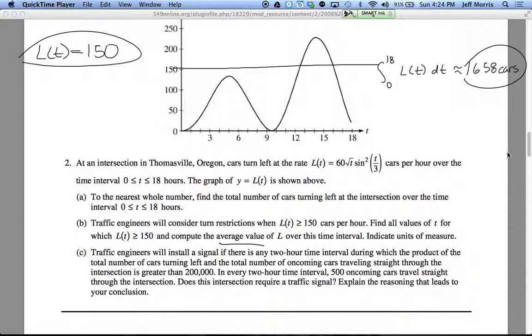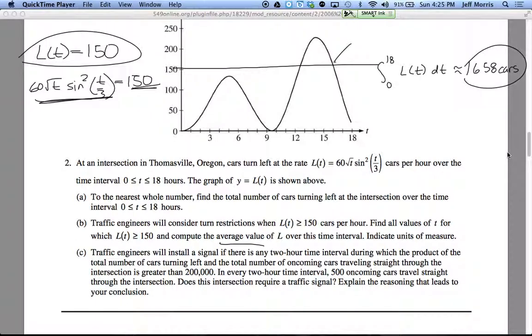To solve this equation by hand, would that be a lot of work? Yeah, if you had to take 60 root t sine squared t over 3, it'd be pretty difficult to do. You might be able to do it by hand, but you don't need to. So Josh is exactly right. What you do is you put your L of t into y1, and then in y2 you put your 150, and you do what we just did on problem 1. You hit second trace, number 5, and find the intersection points.